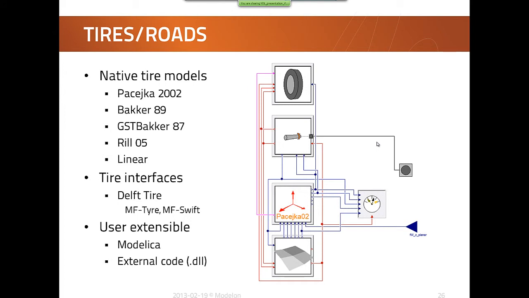VDL also contains the required components to model tires and roads and tire-road interaction. Natively in the VDL, there are a few different tire models implemented in pure Modelica. There's the Pacejka 2002, Fiala 89, TM 87, FTire 05, and a linear tire model. We also have tire interfaces to other packages such as Delft-Tyre, so there's an interface for MF-Tyre and MF-Swift.